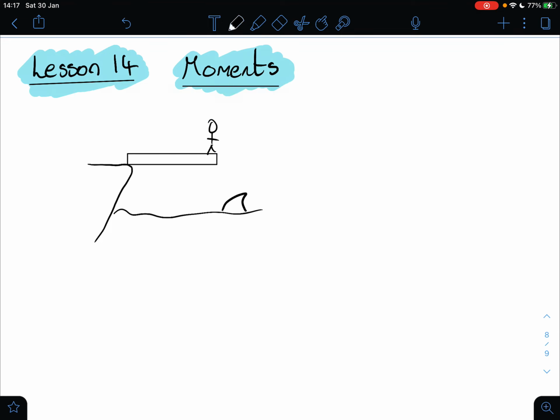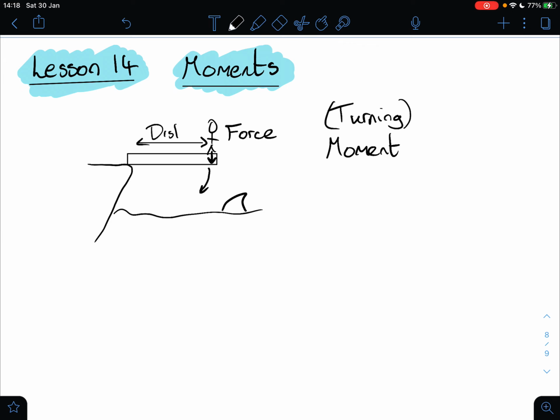So what do we mean by moment? Well, moment, sometimes known as a turning moment, is a value that is created when a force, in this case the weight of the person, is acting a distance, and in this case it's how far away from the ship, so distance from the pivot where it's hinged, so in this case where it touches the boat. So as they move across, the moment gets larger, and we see the equation for that.